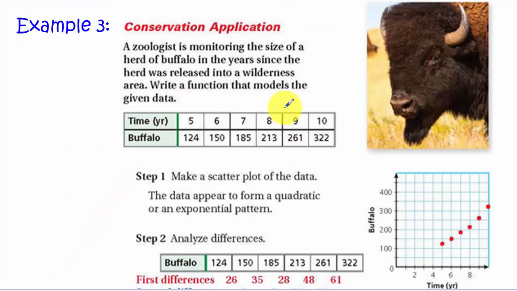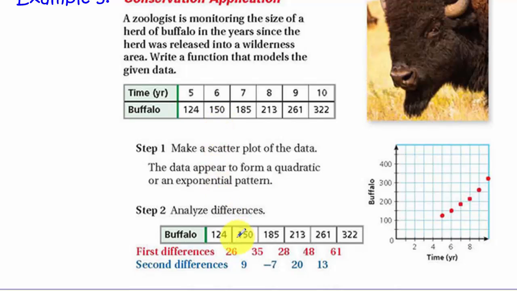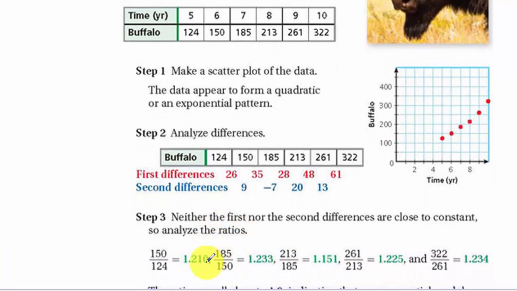So here we have a set of data. Now this is equally spaced, and we can use the first and second differences to look at it. Now in this case, the first differences are not constant and the second differences are not constant. So then we could look at ratios. In this case, the ratios are relatively close. They're not exact. In the real world, data rarely perfectly fits these functions. But these ratios are fairly close, so this data is exponential.